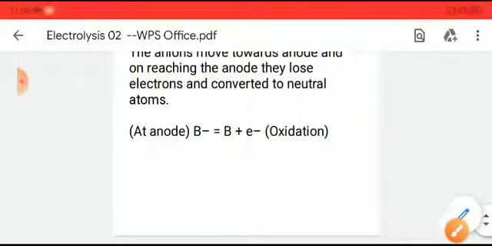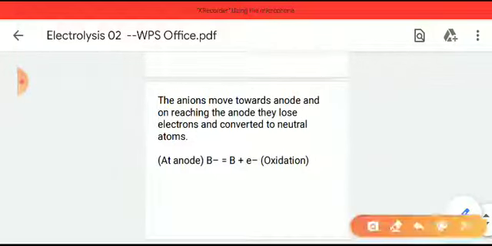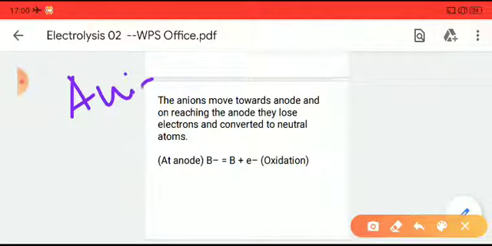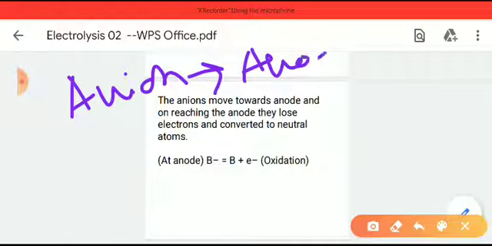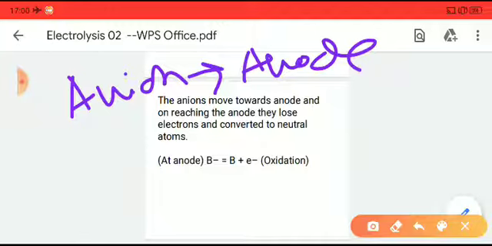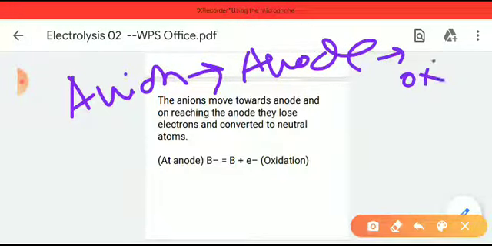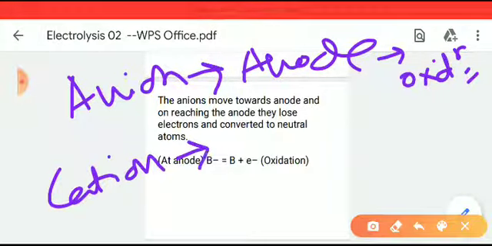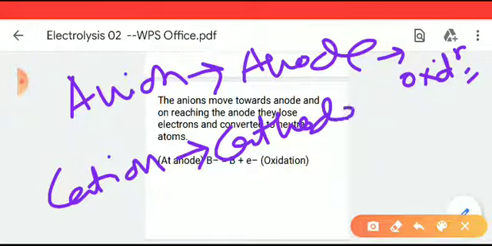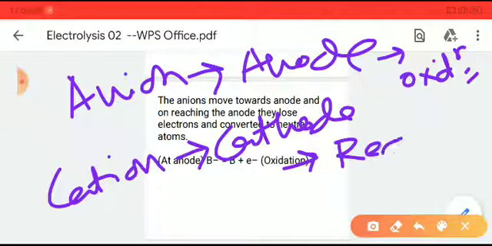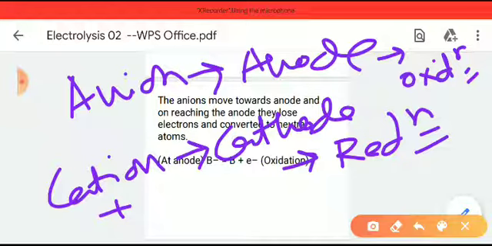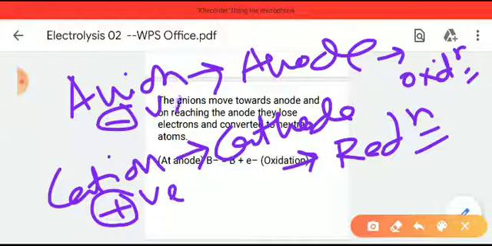So what we can easily say from this phenomenon is that the anion will go to the anode and do oxidation by losing an electron, whereas the cations will go to the cathode and do reduction by accepting an electron. The cation is positively charged, so it will accept an electron, and by accepting an electron it will do a reduction, whereas the anion is negatively charged, so it will lose an electron, and by losing the electron it will do oxidation.